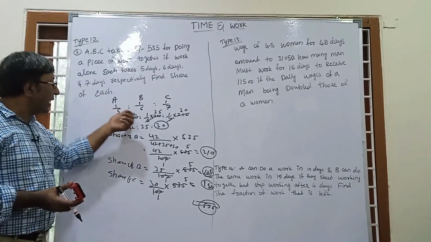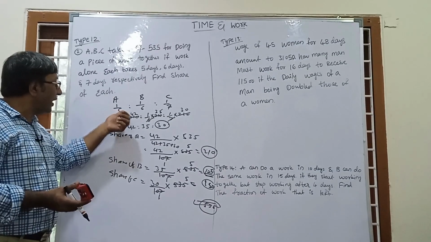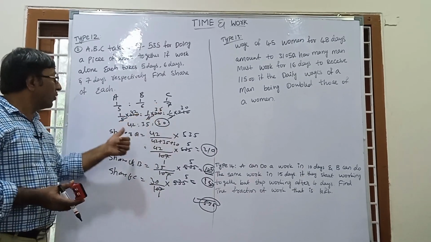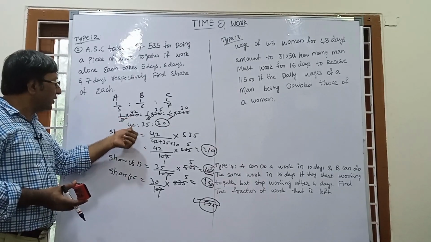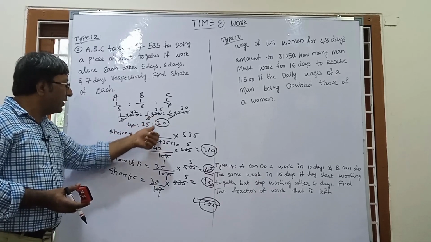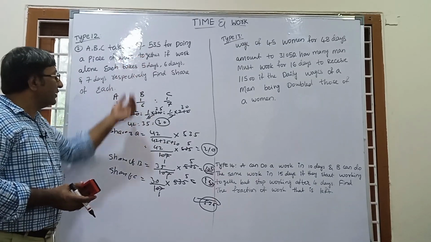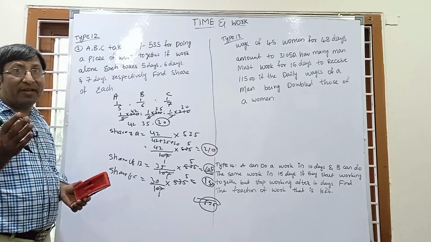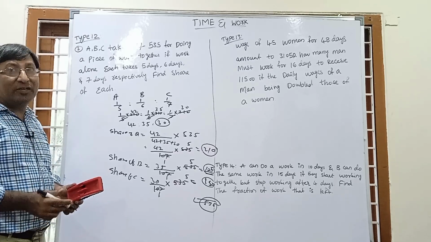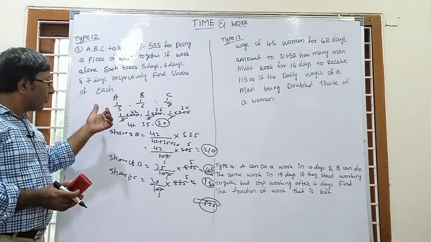So the LCM of 5, 6, 7 is 210. The ratio of denominators is 5, 6, 7, 210. So multiply every fraction by 210. So 1 by 5 into 210 is 42, 1 by 6 into 210 is 35, 1 by 7 into 210 is 30. Now we have to divide 535 in this ratio. We have already explained all these things in the ratio and proportion topic. If you want to go for ratio and proportion, you can go for my videos on ratio and proportion topic questions, and you will find everything.